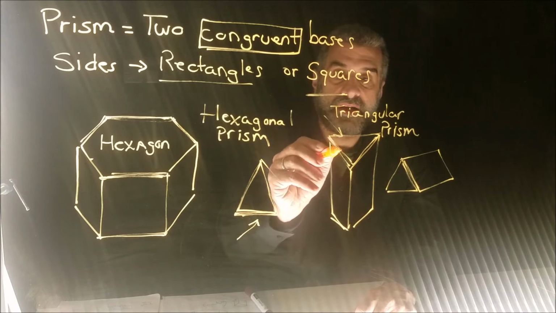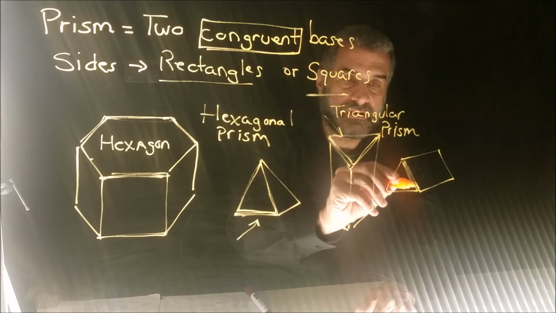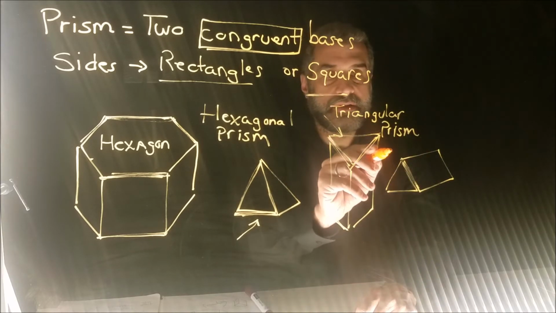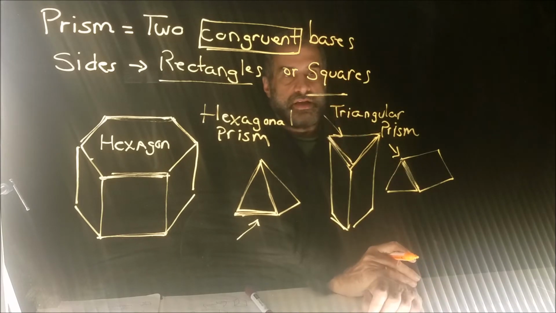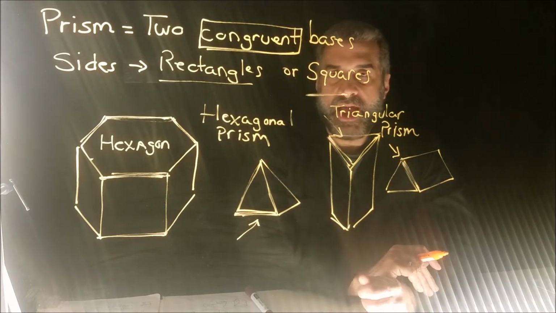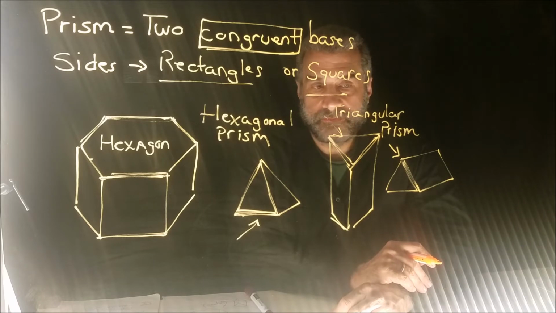Sometimes the bases are not top and bottom. Sometimes the bases are front and back. So this is also a triangular prism. So let's look at this triangular prism for a minute. How many vertices does it have?